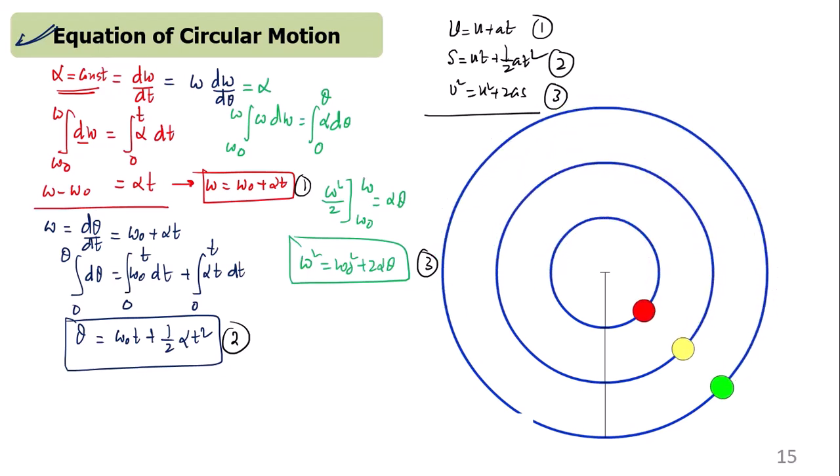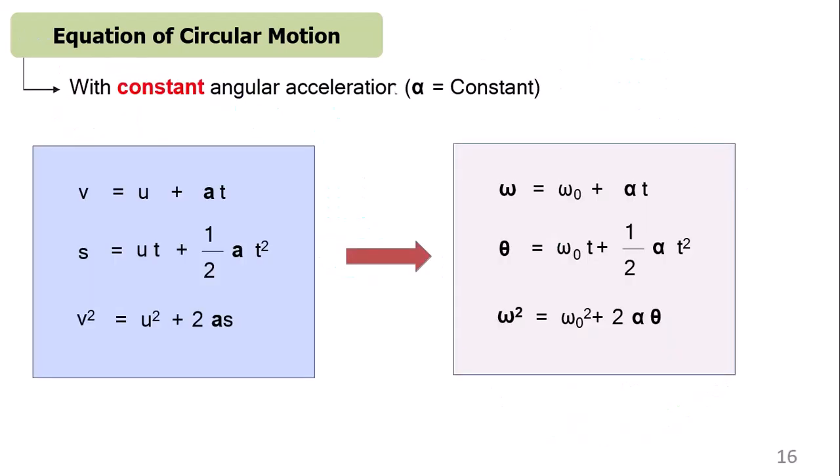And these are the different situations. What is omega naught? Omega naught is the initial angular speed. These three equations are applicable only when alpha is constant, similar to the situation where these three equations are applicable only when a is constant. So these three equations are known as the equations for circular motion, with constant angular acceleration alpha. So equations number 1, 2, and 3 are the analogous equations corresponding to our kinematics.